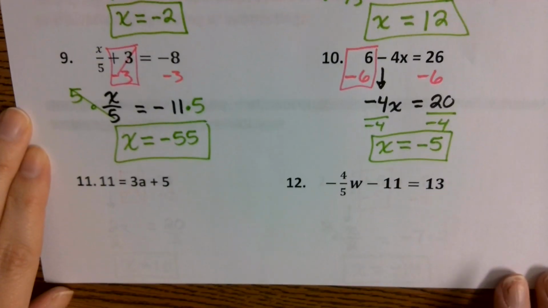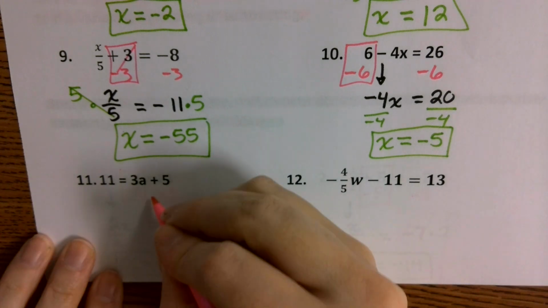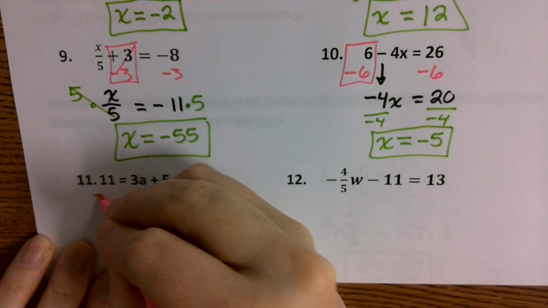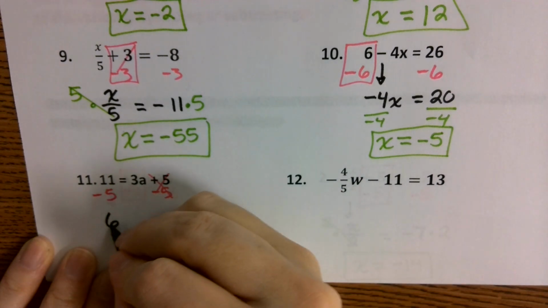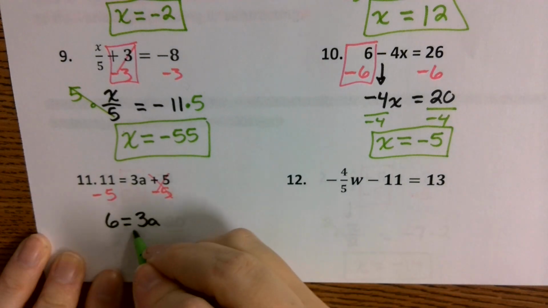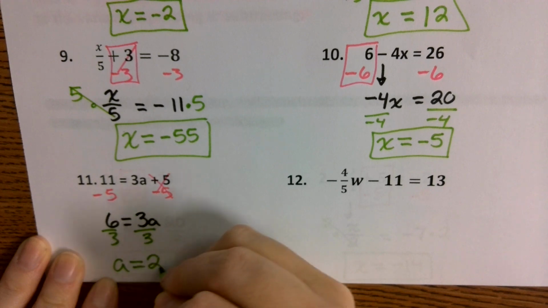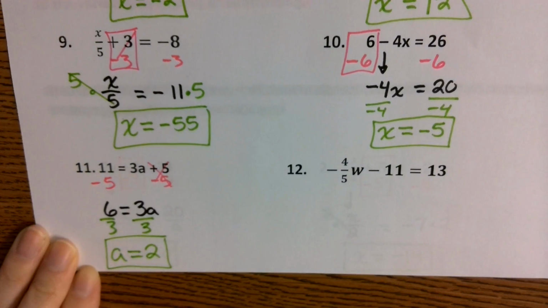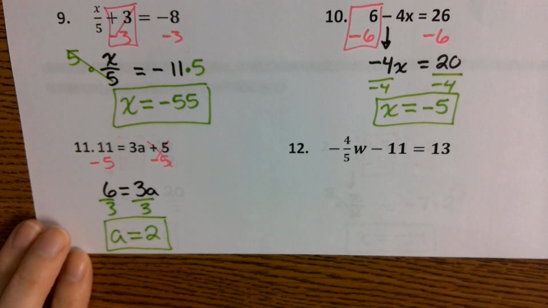Okay, our last two problems. Problem number 11. We're going to subtract 5 from both sides. That's going to leave us with 6 is equal to 3a. We would then divide both sides by 3, and we would get a is equal to 2, or you could put 2 is equal to a. It's okay.